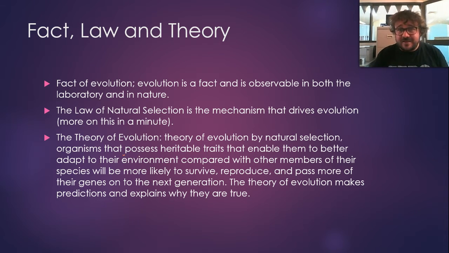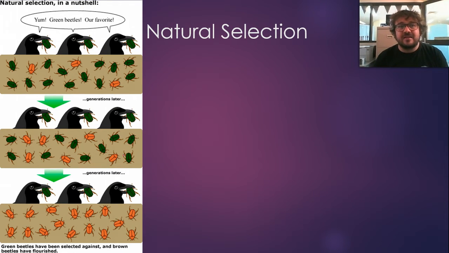Organisms possess heritable traits that enable them to better adapt to their environment compared to other members of their species. And they will be more likely to survive, i.e. reproduce and pass on their genes to the next generation. It makes predictions and explains why they're true. So it predicts that if you are better at evaporating heat off of your body, you'll be better at surviving in the desert, and we should find mammals in the desert which are better at doing that. And we do.